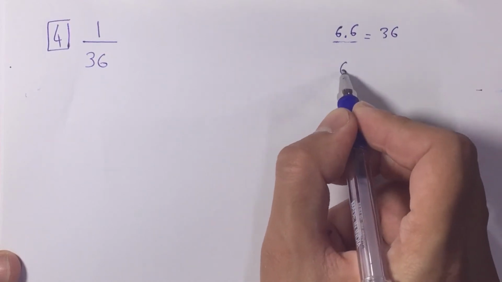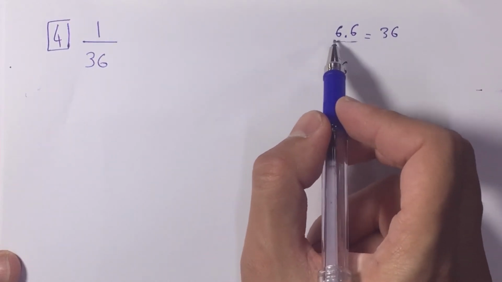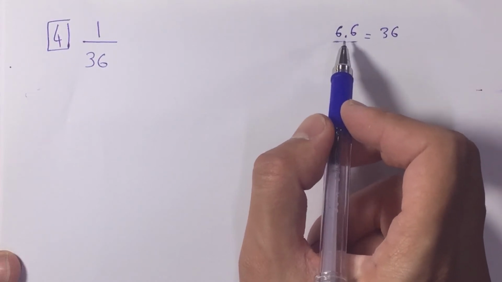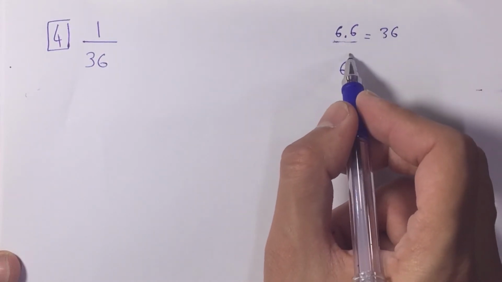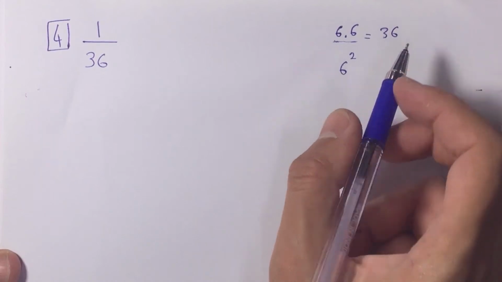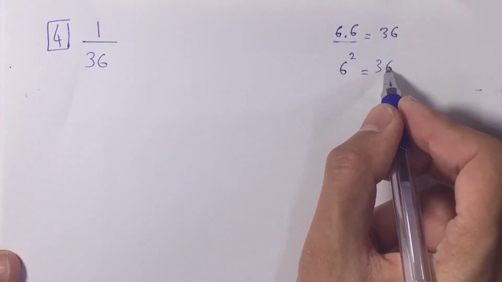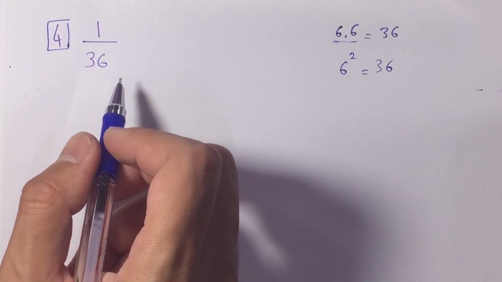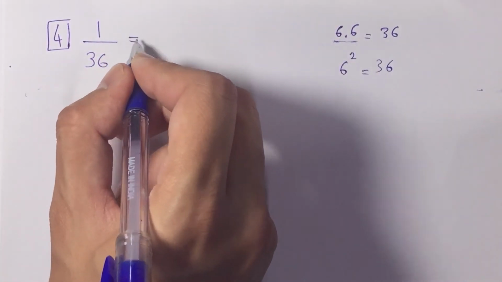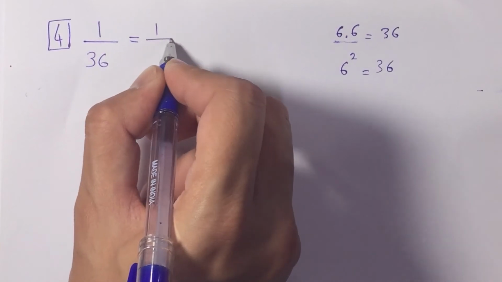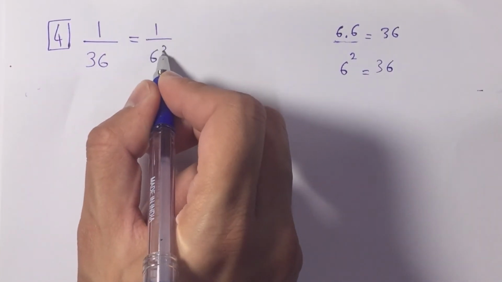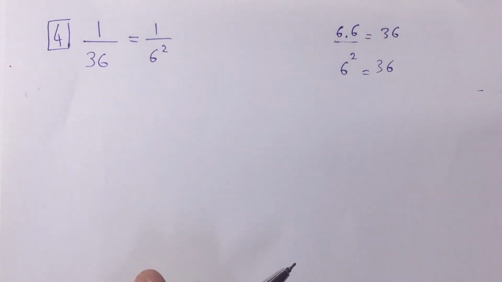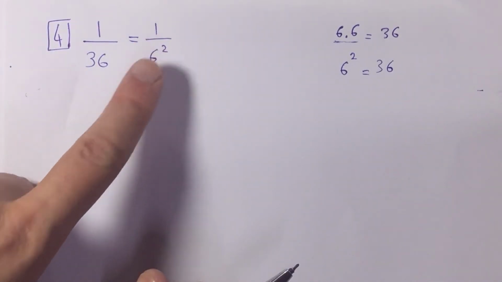So we can write 6 to the power of how many times this number has been repeated? 2 times: 1, 2. So 6 to the power of 2 is equal to 36 actually. So we can represent 36 in terms of exponents by writing that 1 over 36 is equal to 1 over 6 squared. Okay, and then here we have the exponents now.